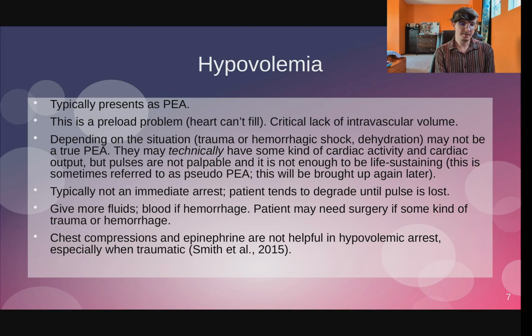And the way you fix this is give more fluids, especially blood if it's a hemorrhage, because crystalloids cannot carry oxygen. Patients may need surgery and bleeding control if some kind of trauma or hemorrhage is present. Another thing to think about is that if you have a trauma case and you think they're hypovolemic and there are multiple injuries, there could be multiple causes of cardiac arrest. You might have some of the other things we're going to talk about later, like a tension pneumothorax or cardiac tamponade as well. So just keep that in mind.